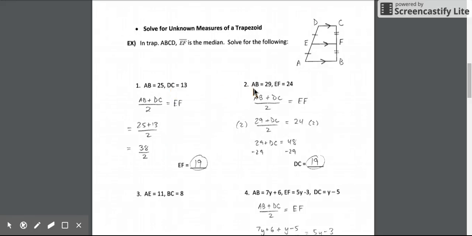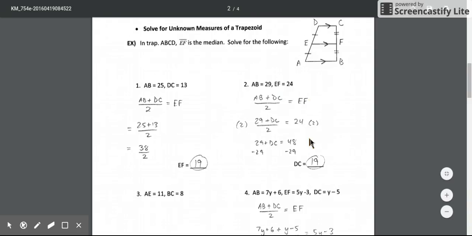In number 2, we're given lengths for AB and EF. So similar problem, but slightly different in that we know one of the base lengths and we know the median length, and we're trying to solve for the other base length. So let's start off with the same median formula, and let's substitute what we know. We know AB and we know EF. So we're going to solve for DC.